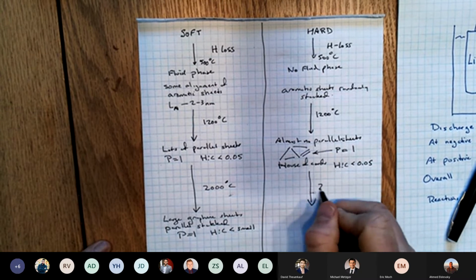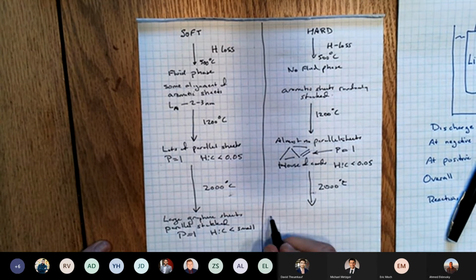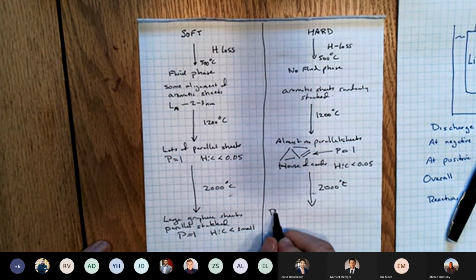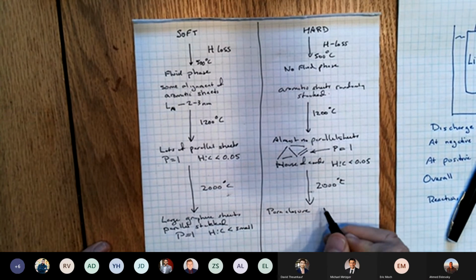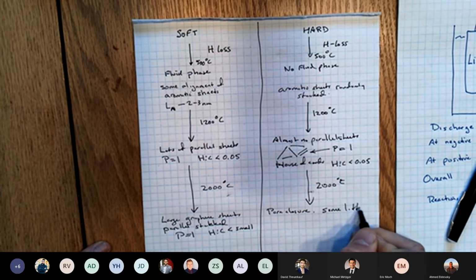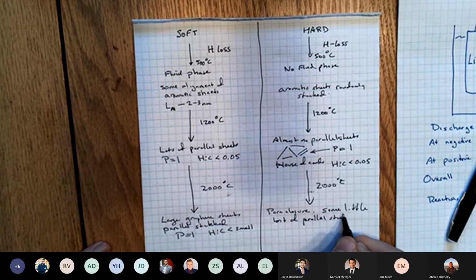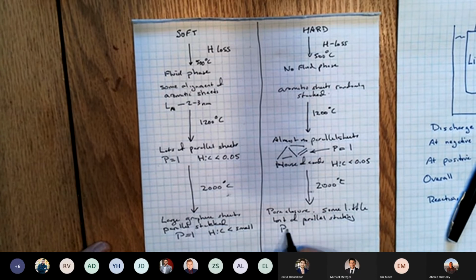At 2000 degrees C for the hard carbons, when you heat in this range, you have a pore closure. So they become really crappy for battery electrode materials in region 3. And you know, some little bit of parallel stacking. And P equals 1.